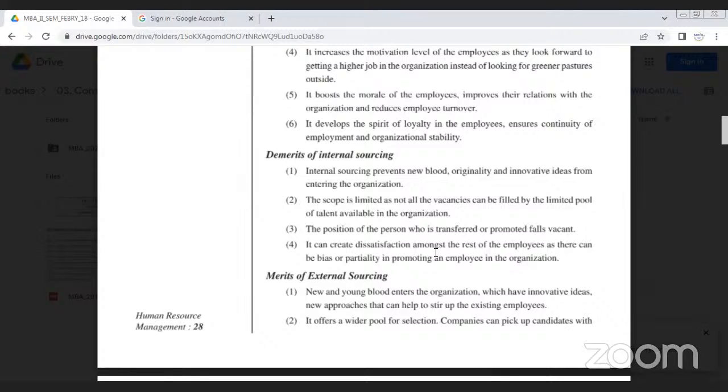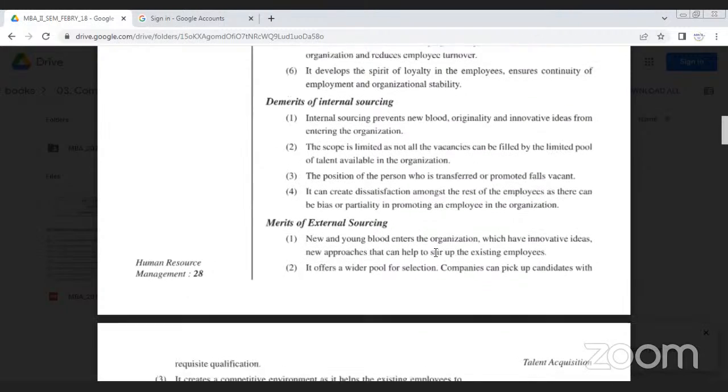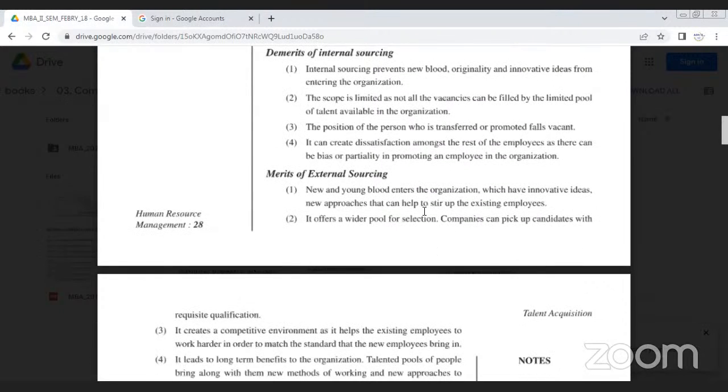It can create dissatisfaction amongst the rest of the employees as there can be bias or favoritism in promoting employees in the organization. Merits of external sourcing: new and young blood enters the organization, bringing innovative ideas and new approaches that can help to stir up the existing employees.